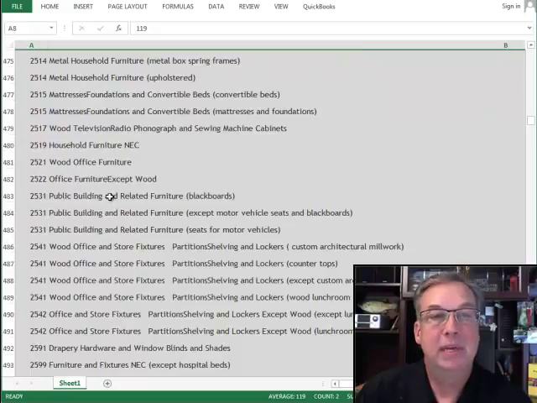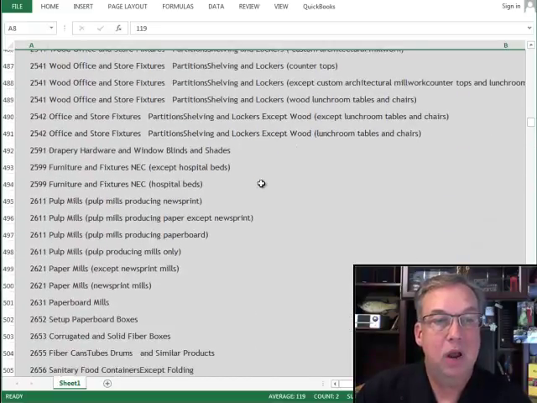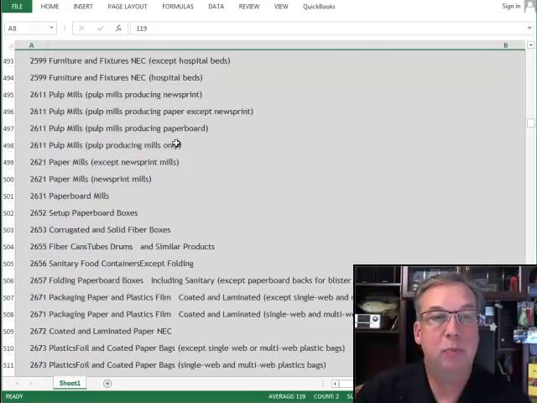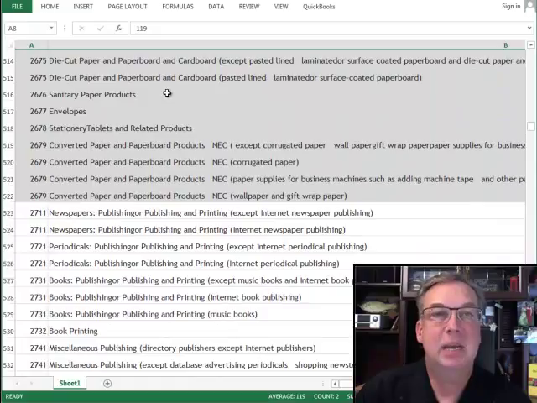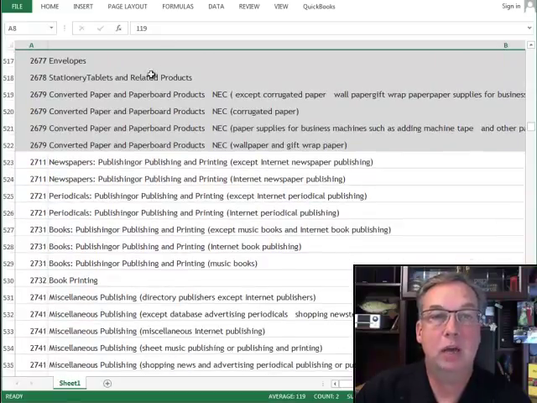Public building and related furniture. You know, this is blackboard, so furnishings for maybe schools and public buildings. You know, possibly there's times when we would market to a company like that, but not right now. Paper mills, pulp mills, corrugated cardboard, envelope companies. So all those are grayed out. We're not going to market to them right now.